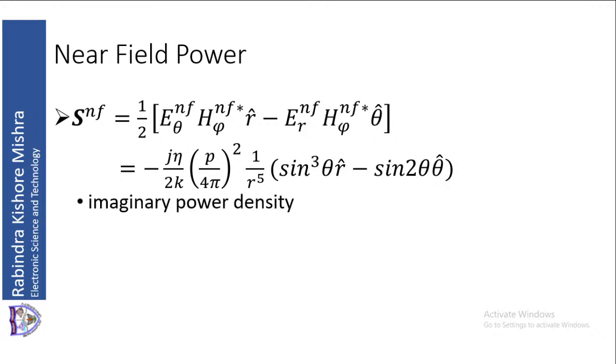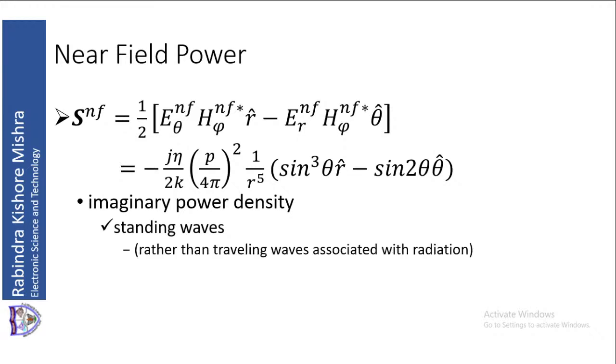Now look, this has a term j. So this is imaginary power density, which means this power is not being consumed or radiated. So this gives rise to a standing wave. If you have an imaginary power density, that is giving rise to a standing wave instead of a propagating or traveling wave, which is associated with radiation. Propagating waves or traveling waves are associated with radiation. This is a standing wave.